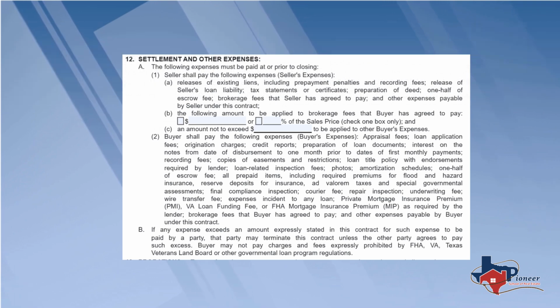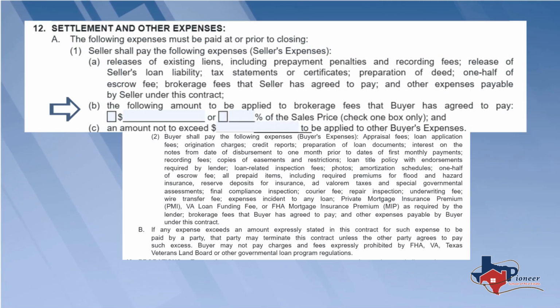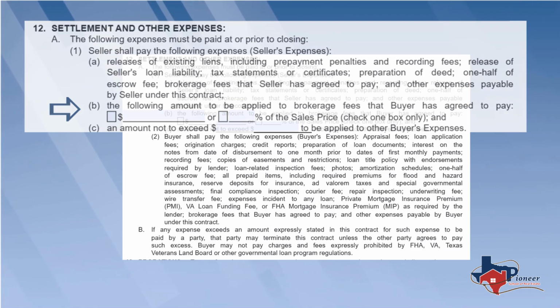In paragraph 12, section A1, part B addresses the amount that the buyer has agreed to pay their broker, but now the seller has agreed to pay an amount towards the buyer's broker fee directly through negotiations. Here, the contract allows you to check either a flat fee or a percentage, whichever has been agreed upon during negotiations. This is important because it ensures the broker is compensated if the seller's listing agreement does not include a provision to pay buyer's broker fees.